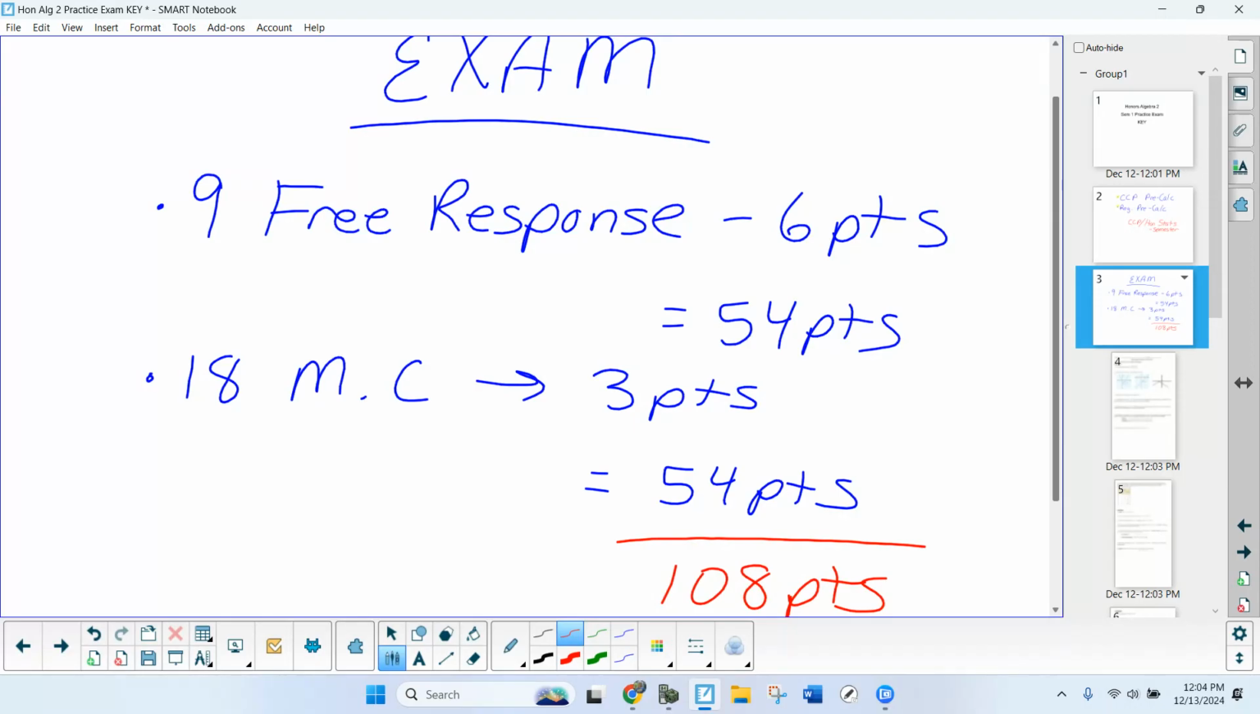If you look at your practice exam, ding, ding, ding. How many questions are on your practice exam? 27. Wow. So what have I just told you? It's the same. You just don't know which ones are multiple choice and which ones are free response. But here's your 27 questions. If it's on this practice exam, is it on your exam? Yep. If it's not on here, is it on your exam? Nope. So you need to know how to do this 100% for your exam and you will be fine.